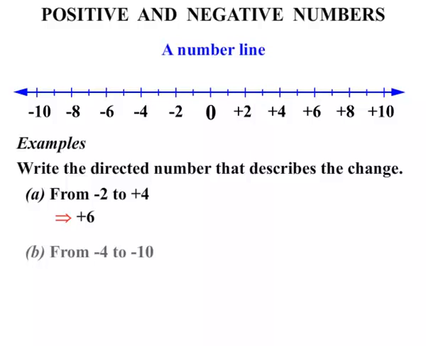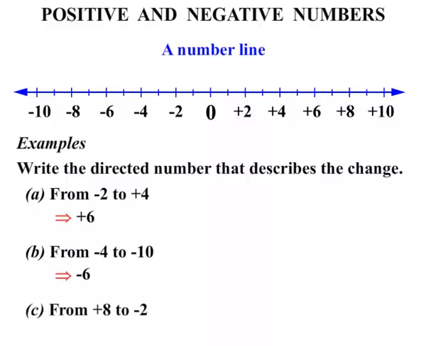The next one, from minus 4 to minus 10. Well, let's start with minus 4 and we're moving to minus 10. So let's count the steps. 1, 2, 3, 4, 5, 6. 6 steps again, but 6 steps to the left. So that would be a directed number of negative 6. Minus 6.